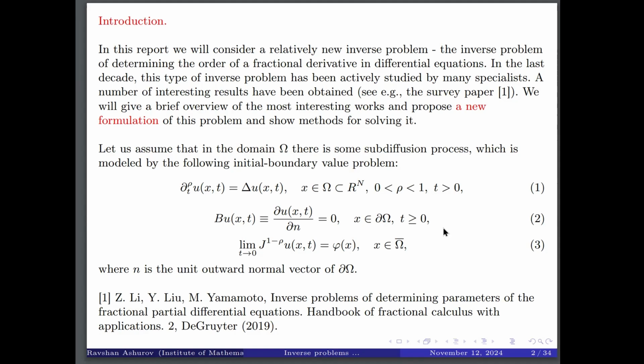We'll give a brief overview of the most interesting works in this area and propose a new formulation for this problem and show how we can solve this inverse problem. So, okay, let's consider the following inverse initial boundary value problem, 1 and 3. Here, the derivative is taken in the sense of Riemann-Liouville. This is the Laplace operator, the boundary condition is in the sense of Neumann, and this is the initial condition.